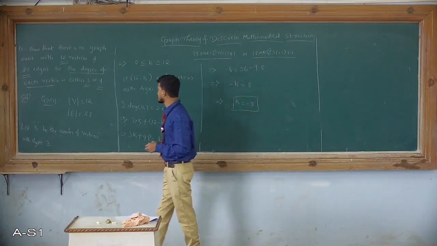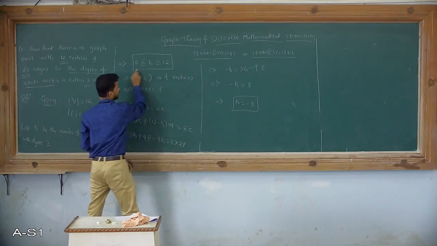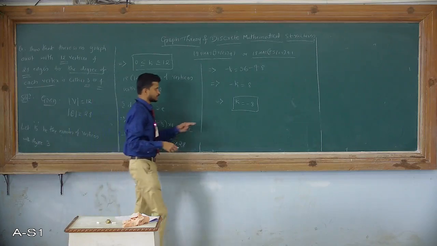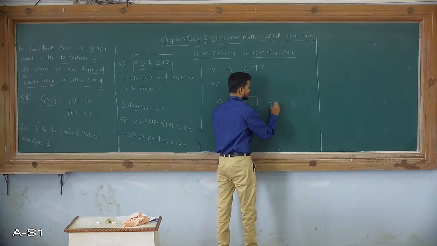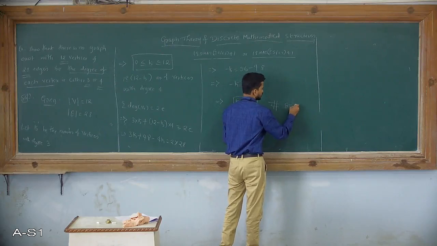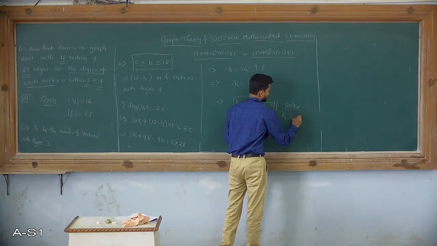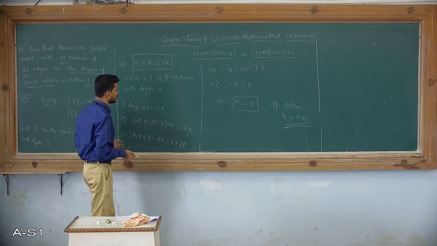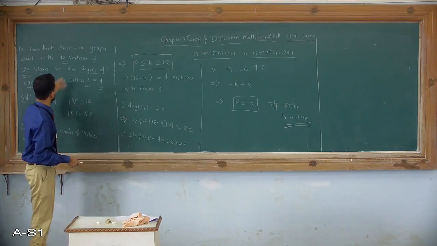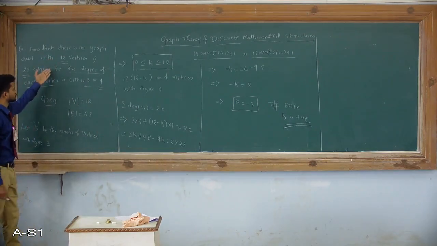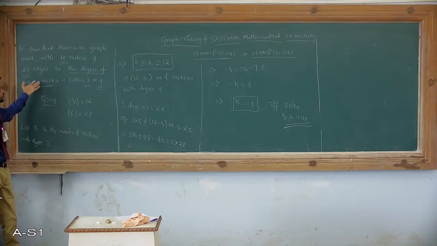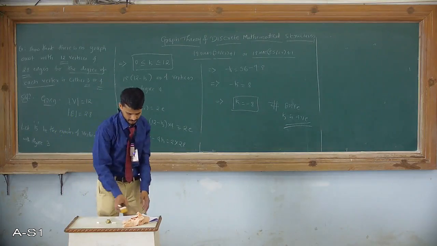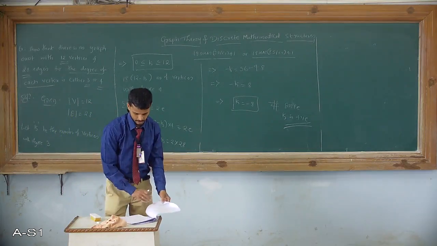If you see the nature of K, K lies between 0 and 12, but we end up with K equal to minus 8. Therefore, this is a contradiction, since K is positive. So what is the answer to this question? Whether the graph exists or not is the question. Therefore, the graph does not exist for this type of nature. Similarly, we can solve a number of questions using the handshaking property.